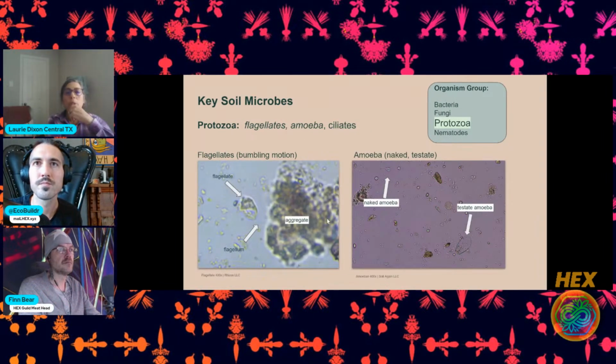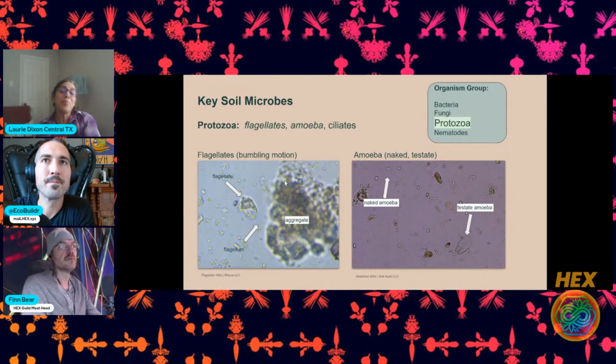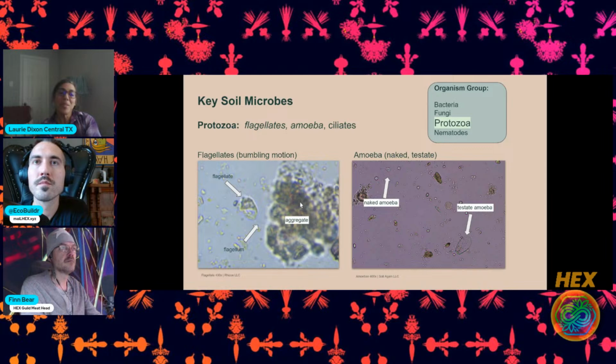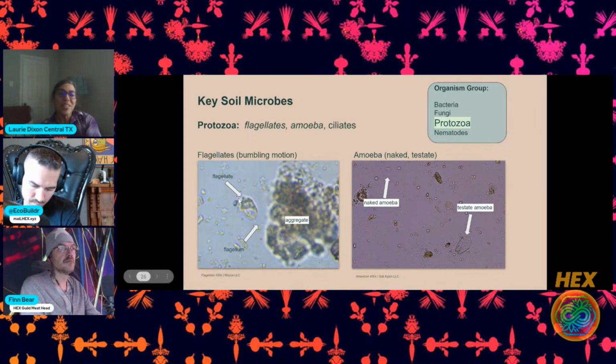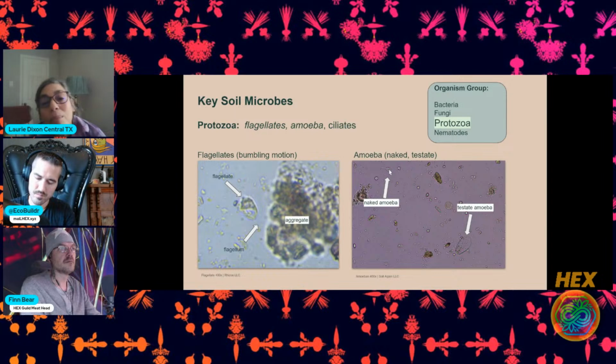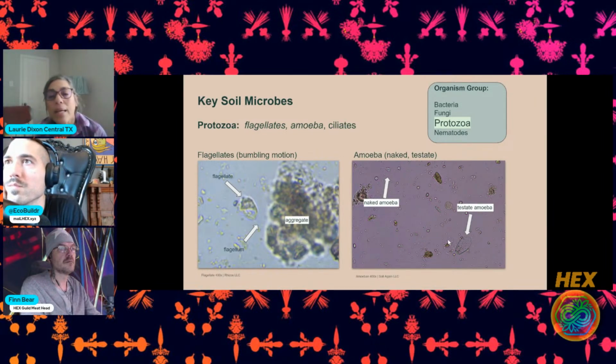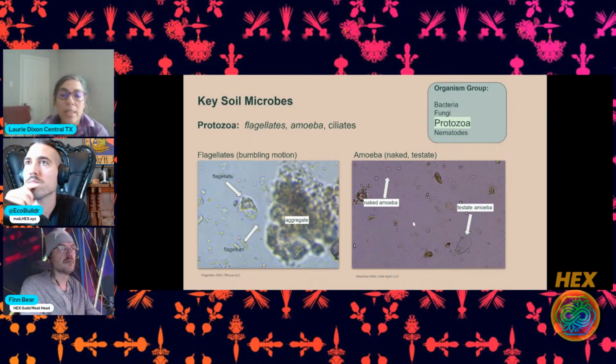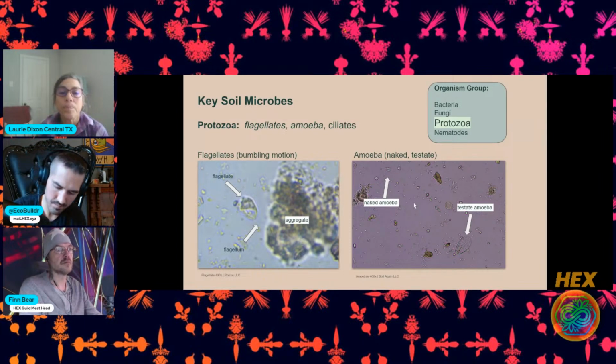Did I skip one? Now we go up to the next trophic level and we get to the protozoa, and these are really fun to see in the soil. That's a flagellate right there. I'll show you some more videos. This is a naked amoeba right there. This is a testate amoeba. Testate just means it has a shell. These are live microorganisms, and you can see them in action under the microscope.